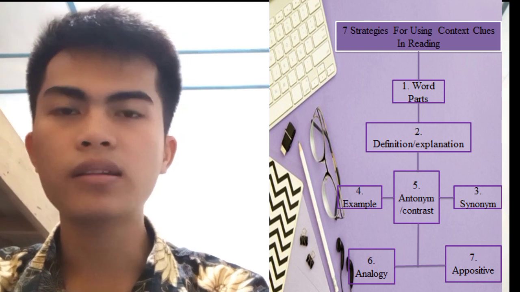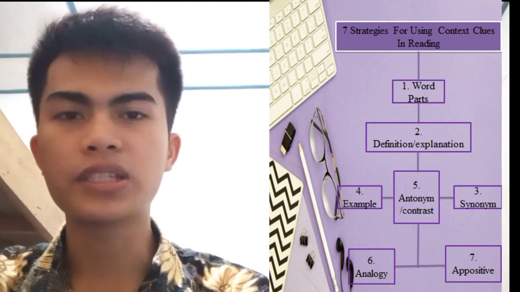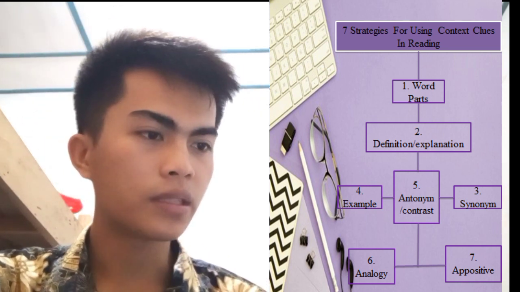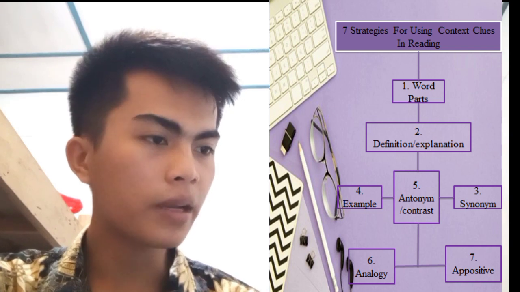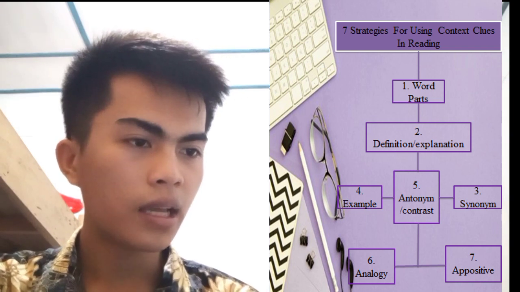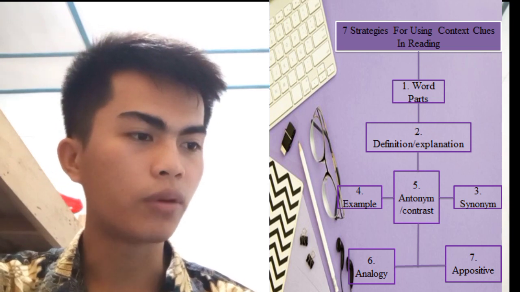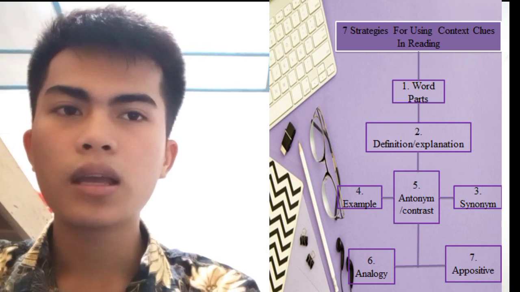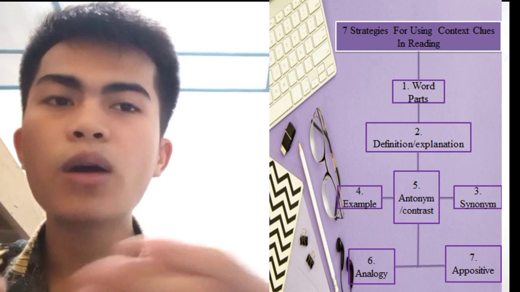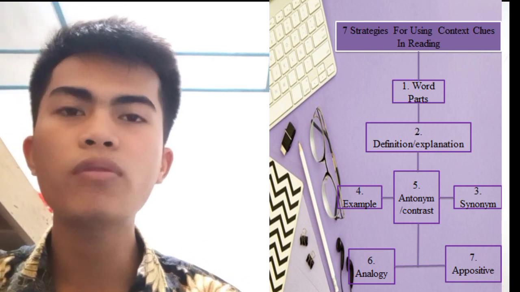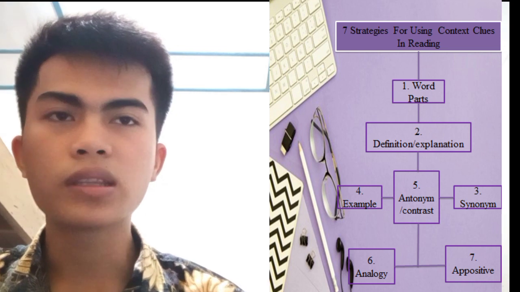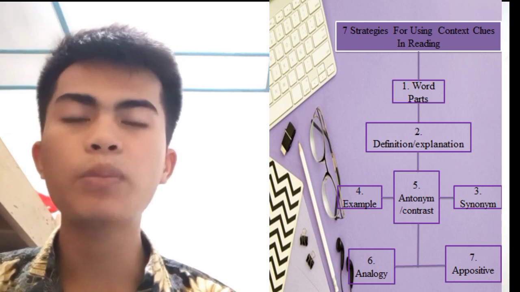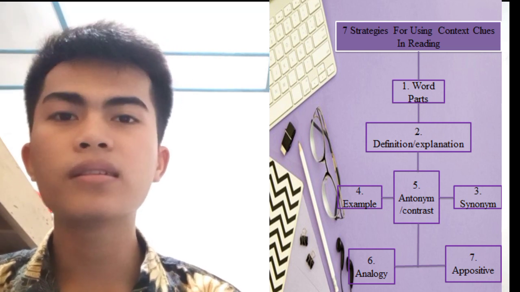We move to the second, definition or explanation. Let me read it. Sometimes a definition or explanation of an unfamiliar word is given in the text. This can help readers understand the meaning of the word. So this means sometimes in the text we find a foreign word or unfamiliar words, and the text gives us the meaning. So it can help the readers comprehend what the text means.